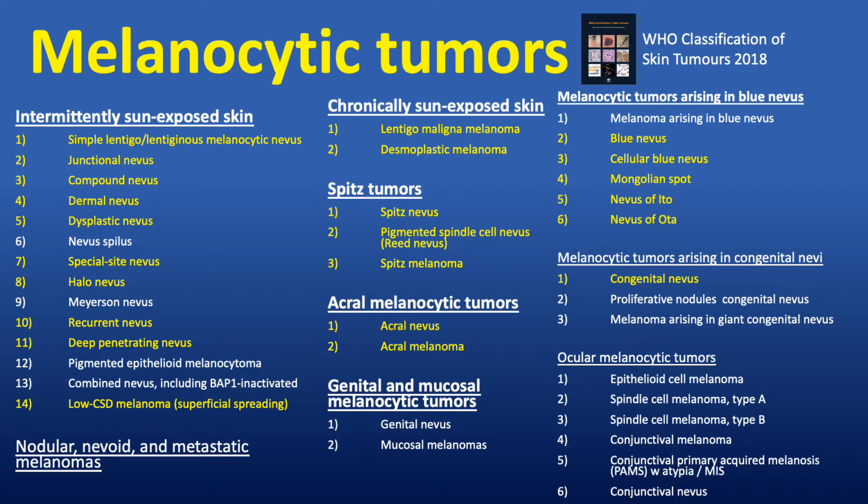It's not like the older classifications that are based on just one parameter like histopathology. We've got a mixture of different things. So we've got both modifiable factors such as the degree of sun exposure. We've also got non-modifiable attributes such as anatomic site. We have a separate category for Spitz tumors, which is now molecularly defined, and other categories defined by the clinical setting, such as tumors arising in blue nevus or congenital nevus, and even a whole separate category for ocular melanocytic tumors, which we're not going to cover at all.